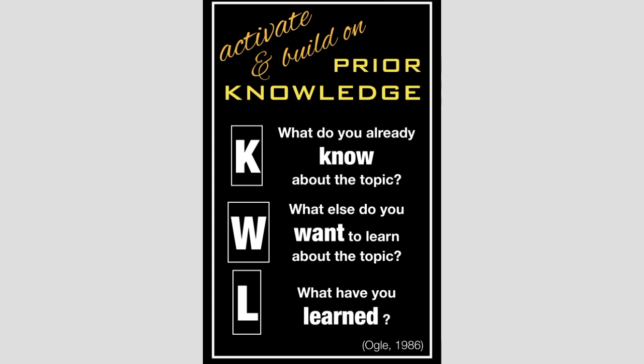So KWL stands for 3 basic questions that the teacher might want answered in the course of the learning cycle to help her determine context. K stands for know. What do you already know about the topic? What do the students already know about the topic? W stands for what else do the students want to learn about the topic? And finally, L would be after the learning cycle, towards the end of it, what have you learned? So L really becomes an evaluation process, whether they've actually learned what they wanted to learn.